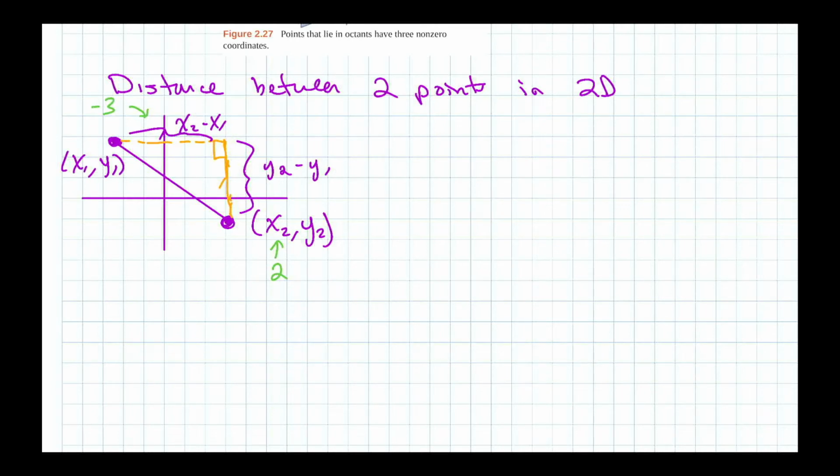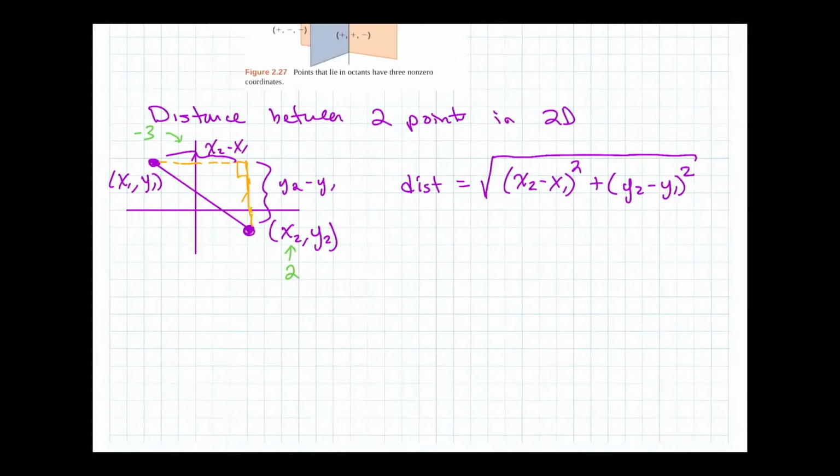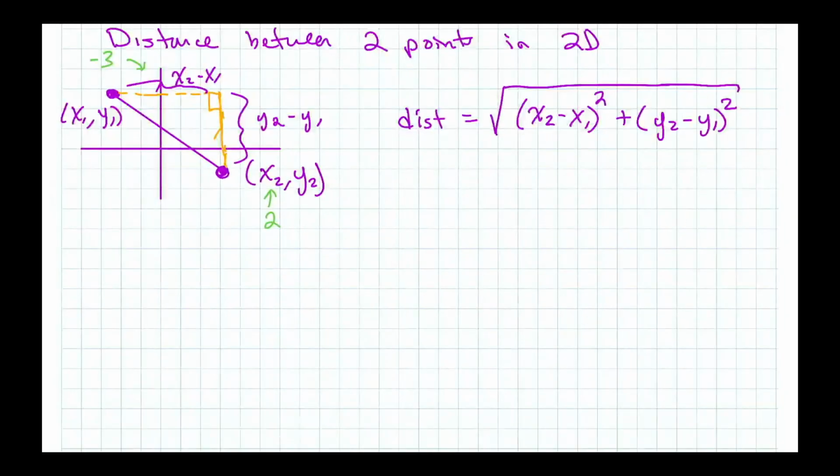Okay. And if you wanted the distance between the 2 points, it would be the square root of x2 minus x1 squared, that'd be the first side of the triangle there, plus y2 minus y1 squared. And that would just be the Pythagorean theorem. Now, when you move this to 3 dimensions, you're actually going to do exactly the same thing.